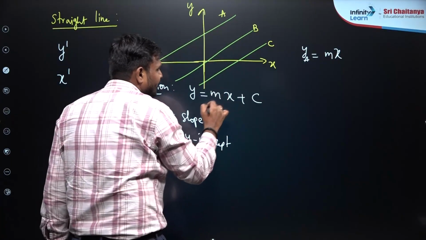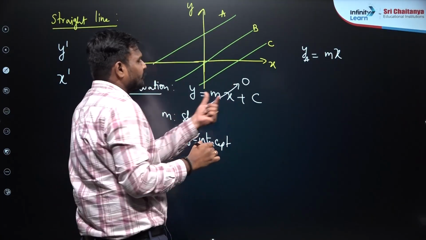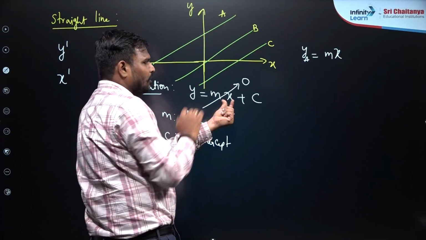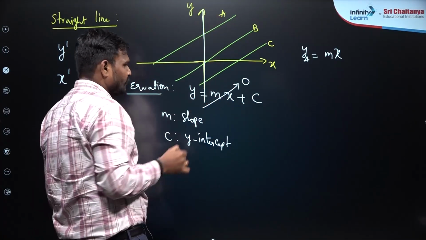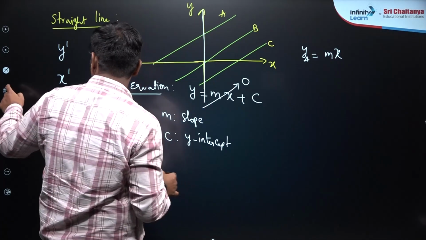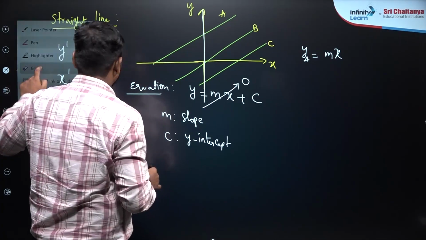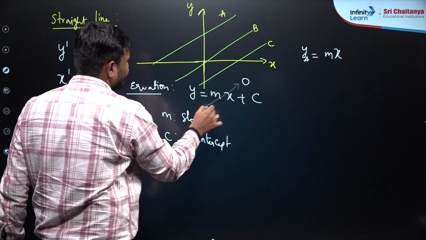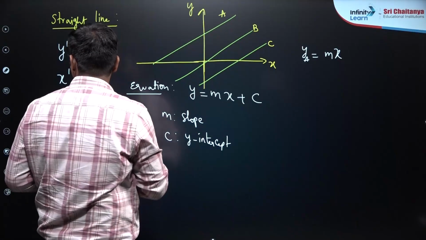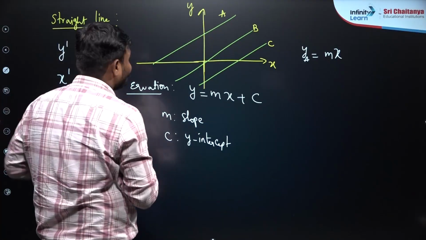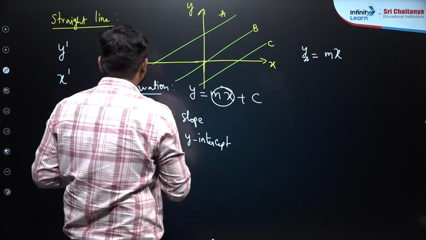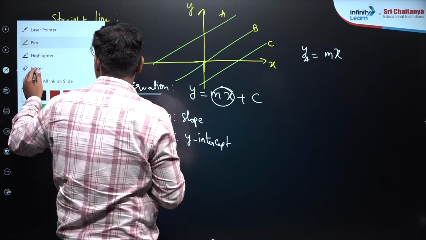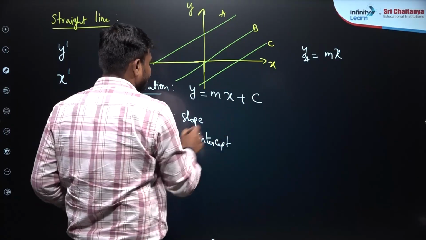Intercept is basically where you put x is equal to 0, y will be equal to c. That means it lies on the y-axis, where the graph cuts the y-axis. Where the graph cuts the y-axis, that is nothing but the y-intercept, because at that position x value will become 0. Is it clear?